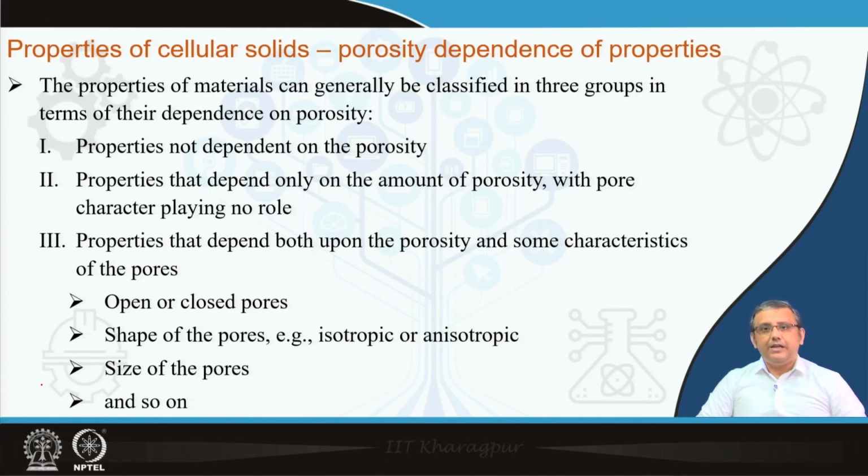Now, in terms of the dependence of properties on porosity, the properties can be classified into 3 different groups. There are properties in the first group which do not depend upon the porosity at all. Then there are properties of the second group which depend only on the amount of porosity, while the pore character, that means the pore shape, its morphology, its size and so on, play no role. And in the third group, we have the properties which depend both upon the porosity and the pore morphology. Again, these include whether the pores are open or closed, the shapes of the pores, the size of the pores, their anisotropy and so on.